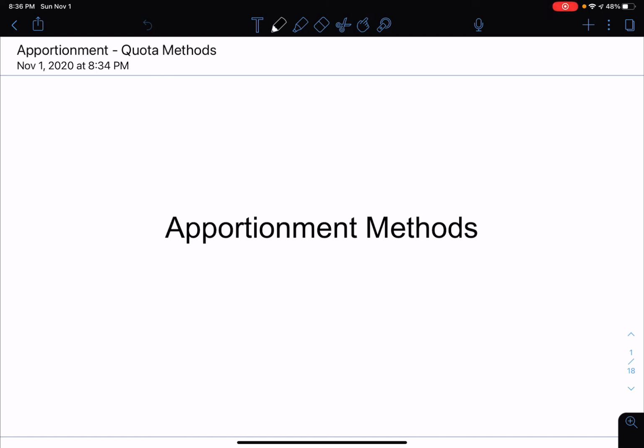Hello, welcome to this section where we talk about apportionment methods.